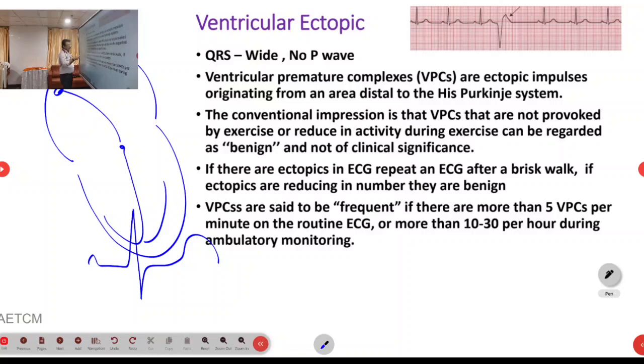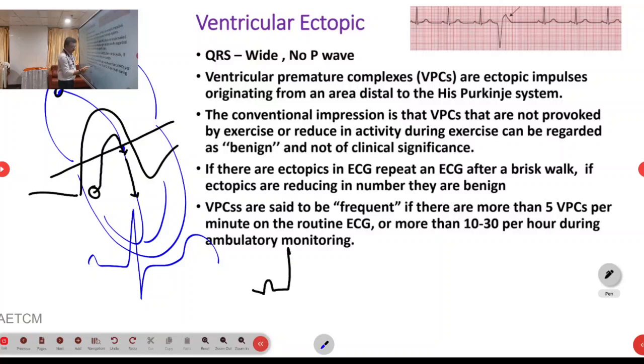But due to some reason, if the atrium is not producing any electricity, it may start from the ventricle and it will go to the conduction system and then again come back to the main conduction system and activate the ventricle. So it takes a longer time, so you get a wider QRS complex. There is no atrial activation, so you don't get any P wave. That is a ventricular ectopic. So this is P, QRS complex, T, but ventricular ectopic means there is no P wave.